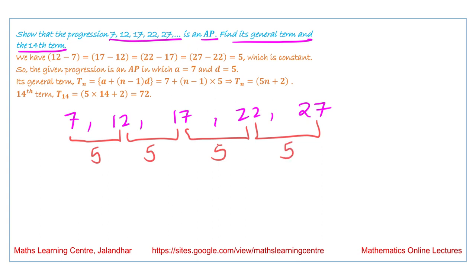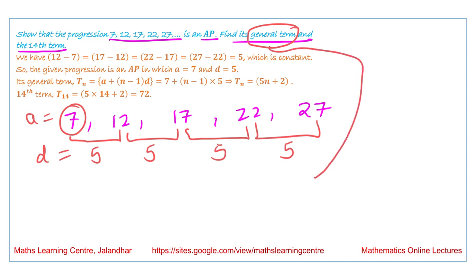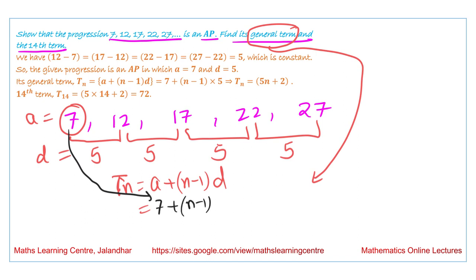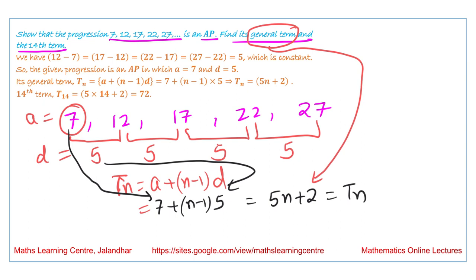So the common difference is the value of D we have, and this is the value of A we have. First thing we have to do is write the general term. So Tn is equal to A plus (n minus 1) D. The value of A is 7, so it is 7 plus (n minus 1) times 5, which equals 5n plus 2. This is the general term Tn.